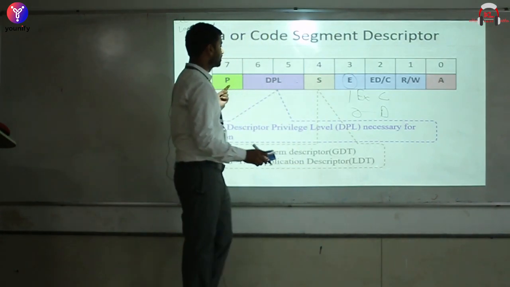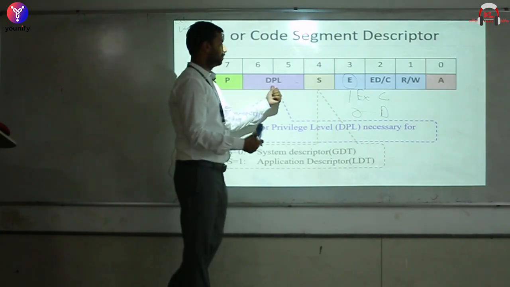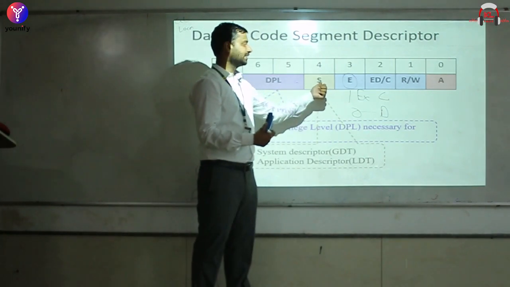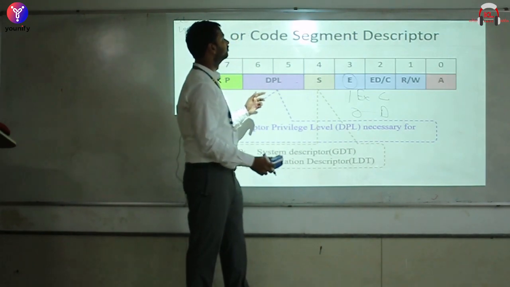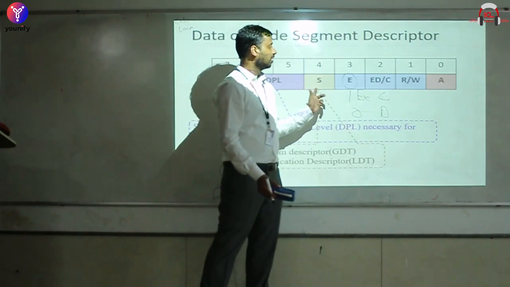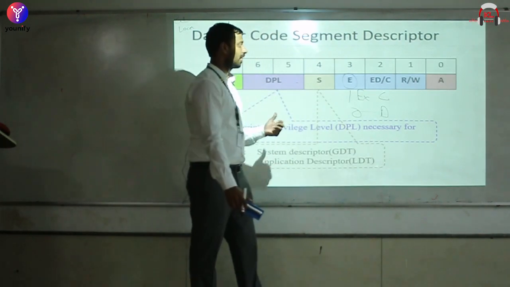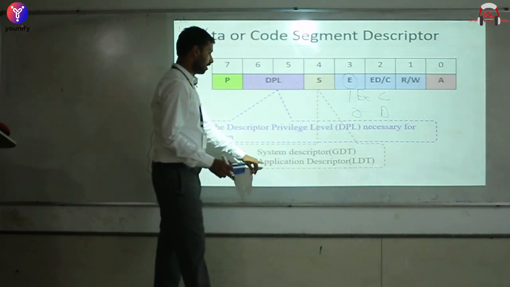So this segment descriptor will tell me, P is telling me whether it is present on RAM or not. DPL is my privilege level. S is telling me whether it is system or an application, or a local or a global descriptor. And the next level is telling me, okay, you selected an application descriptor.